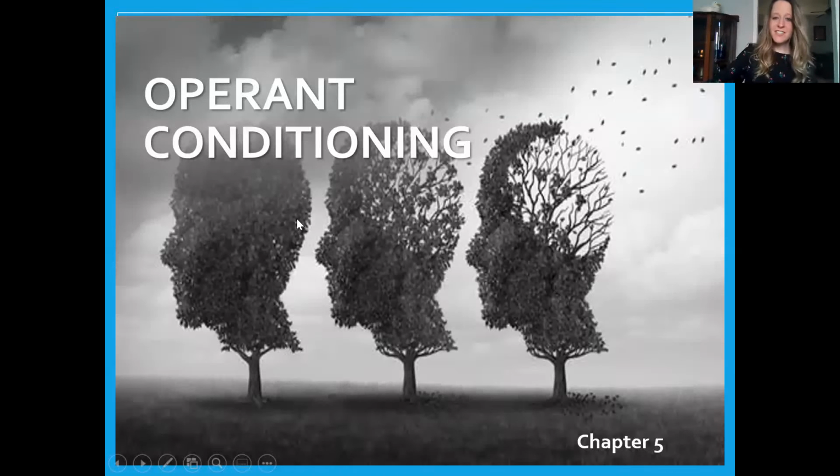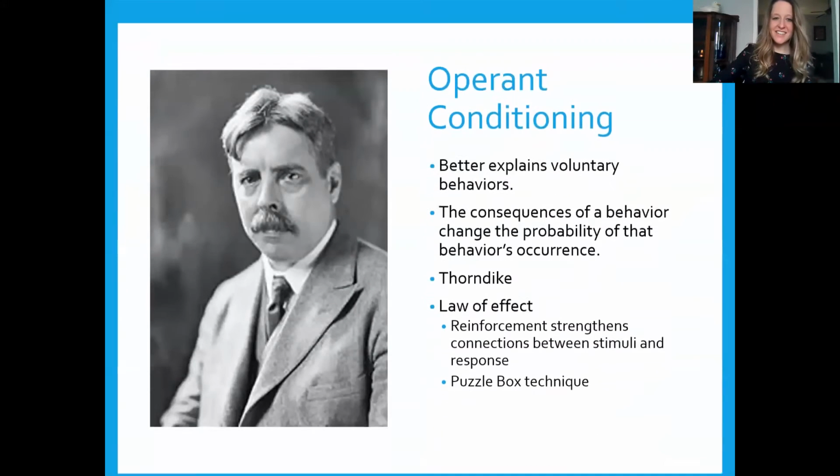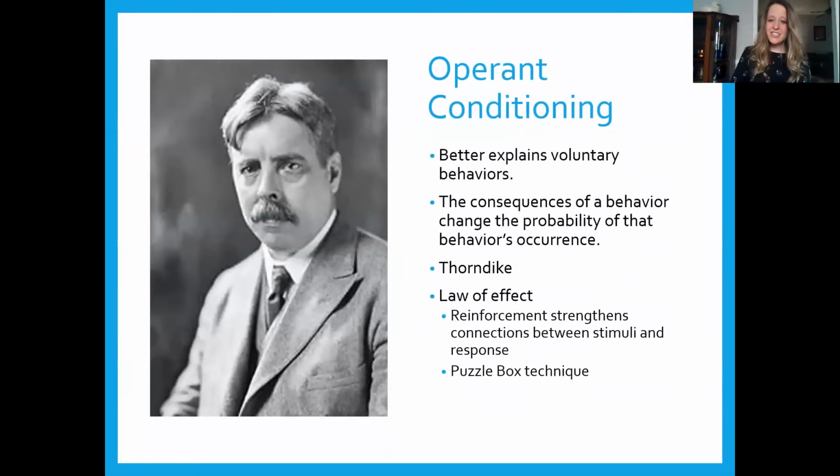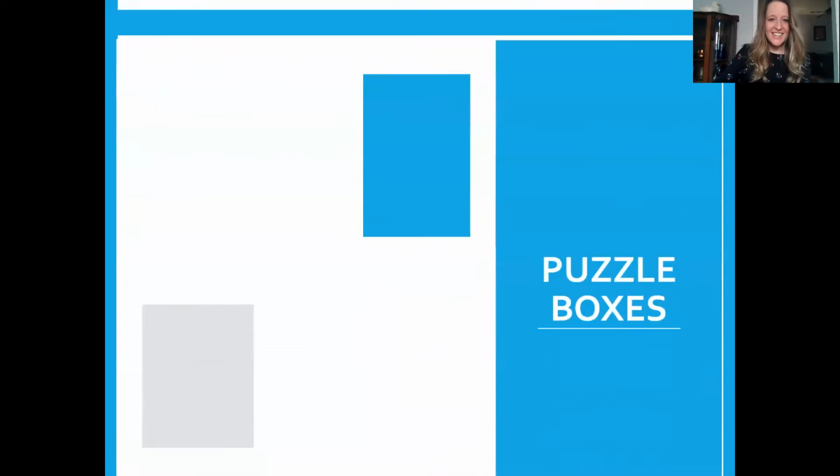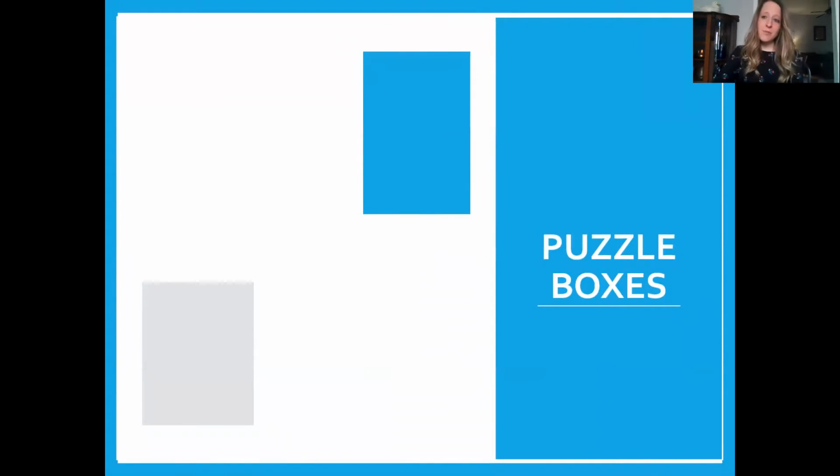Welcome to our section on operant conditioning. Operant conditioning was founded on the law of effect proposed by Edward Thorndike. Thorndike used cats as research subjects, which even by behavior standards was unique. He constructed puzzle boxes and placed cats inside.